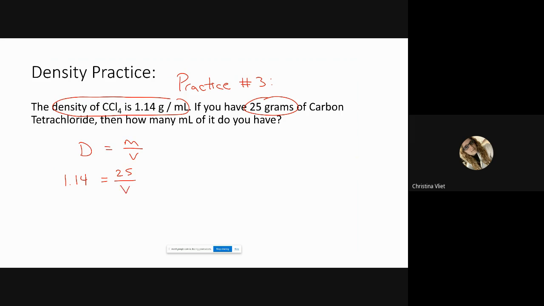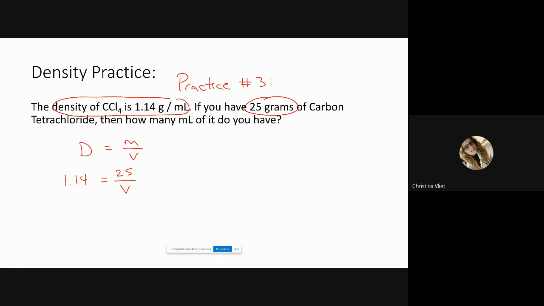Now the math here is a little bit harder for algebra, right? Because you're solving for something that's in a denominator. So I'm going to show you the algebraic method first, and then I'm going to show you a shortcut if you hate algebra. So let's do the regular method first, which is using algebra. How would I solve for volume here? V is in the denominator. How do I get it out? Go ahead. Move it to the other side.